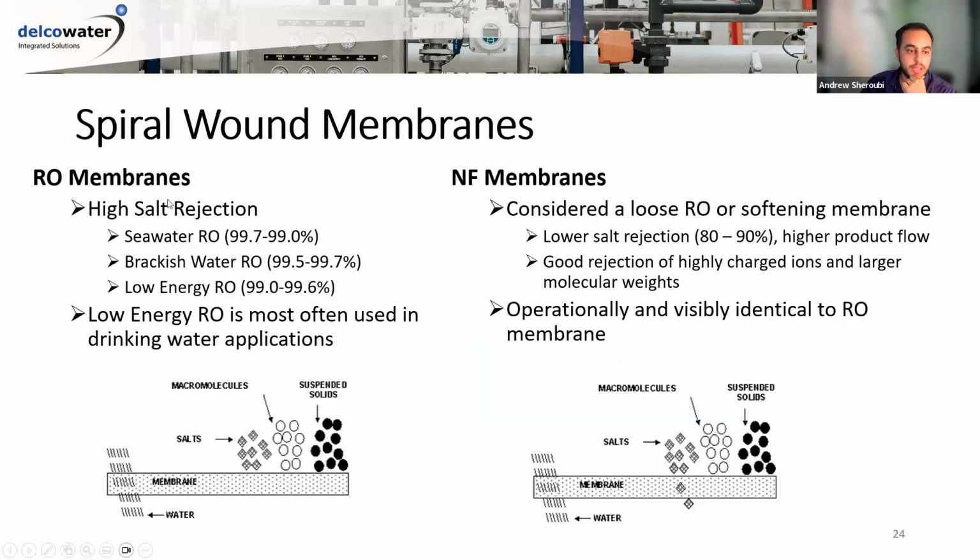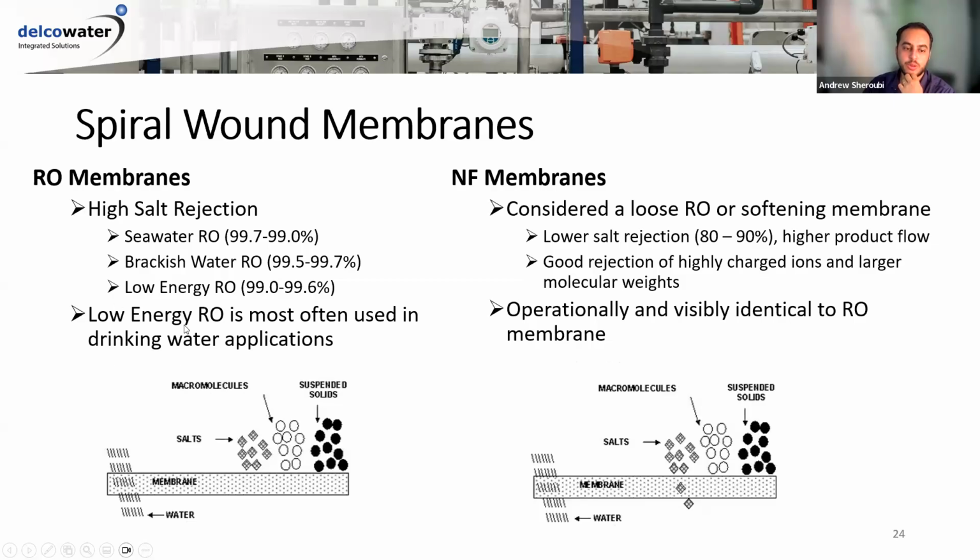For example here, if you have an RO membrane, you get really high salt rejection, 99% plus. These are the types of membrane that you'd use for desalination plants if you're treating ocean water or seawater. But that gets quite intense energy-wise. In Canada, we don't really use any desalination plants, and I know it's hard for a lot of places to do so.